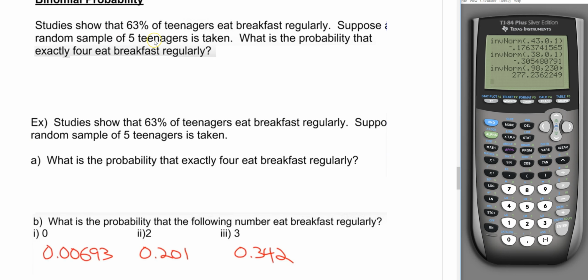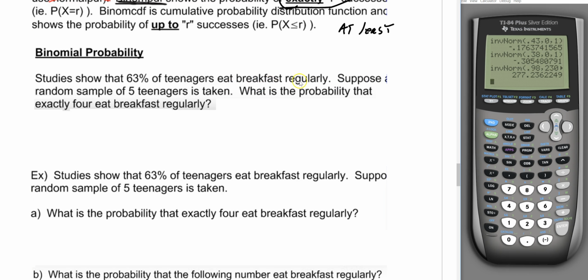Studies show that 63% of teenagers eat breakfast regularly. Suppose a random sample of 5 teenagers is taken. So we're ready. Like, oh, they're taking a sample of 5? I'm thinking binomial. What's the probability that exactly 4 eat breakfast regularly? Okay, now it's definitely binomial.